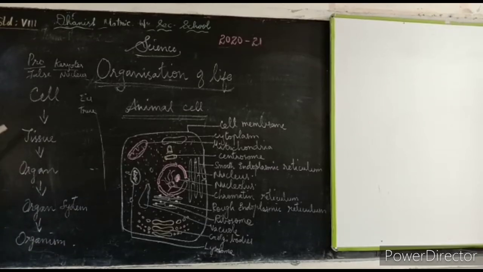Okay, so the difference between the prokaryote and eukaryote is that microorganisms such as virus, some fungi, some algae can be prokaryotic cells. The higher group of plants and animals have eukaryotic cells. In the organization of life, we have to learn about the animal cells.